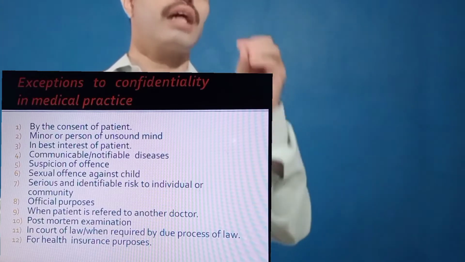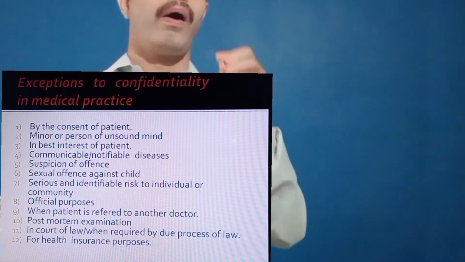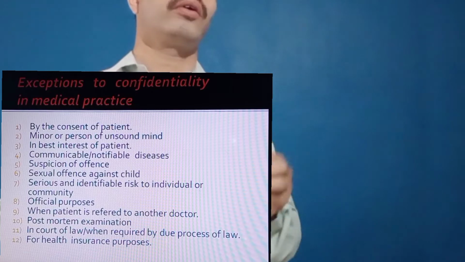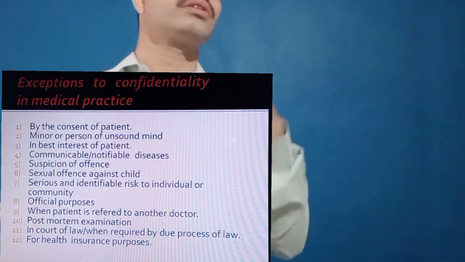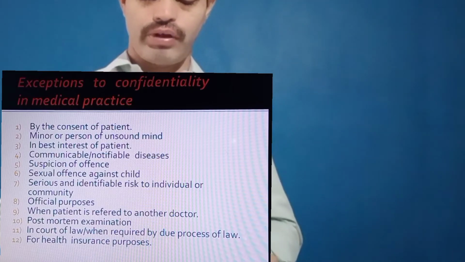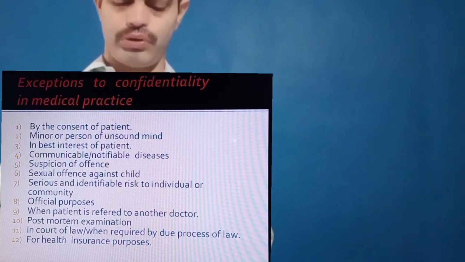So here there is an identifiable risk to the specific person or to the community at large if the information is not disclosed by the doctor. In that case, you can disclose the information of the patient when there is a serious and identifiable risk to the specific person or to the community.